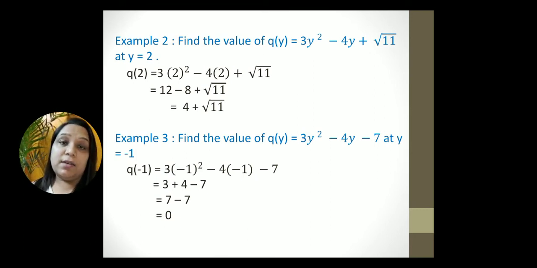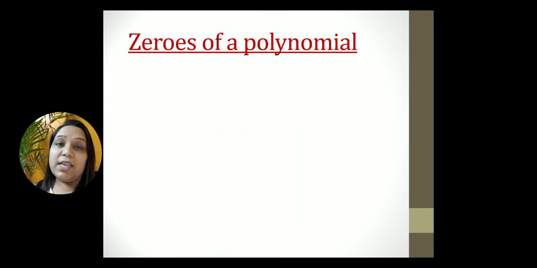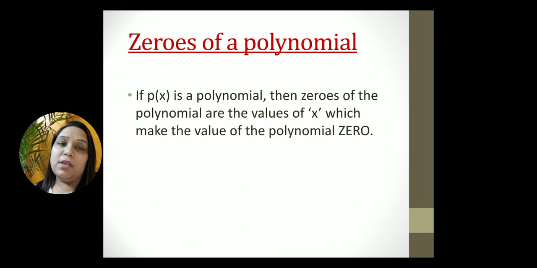Why is it a special value? Because it is a zero of the polynomial. What is a zero of a polynomial? If p(x) is a polynomial, then zeros of the polynomial are the values of x which make the value of the polynomial 0. As in the previous example, when we put y is equal to minus 1, the value of the polynomial becomes 0. It means that y is equal to minus 1 is a zero of the polynomial.